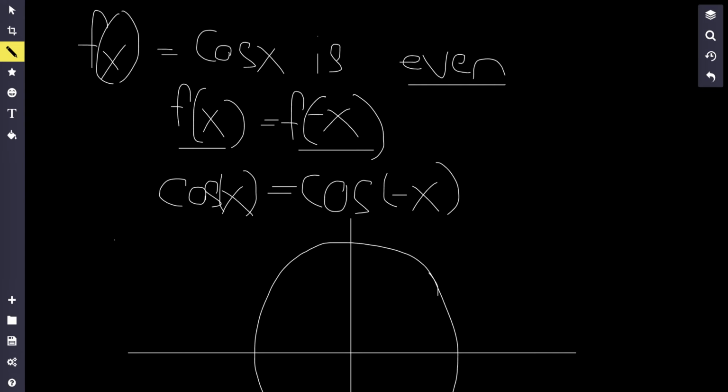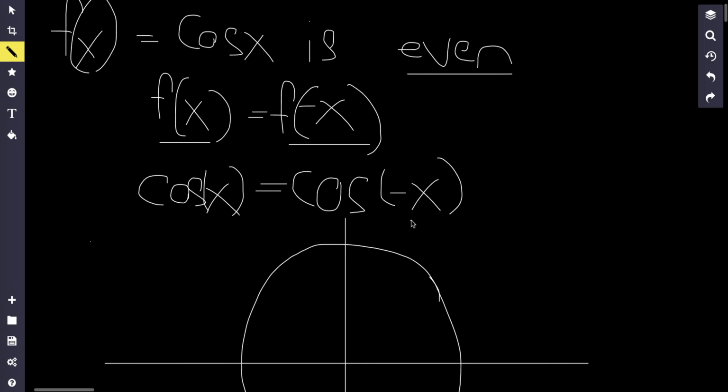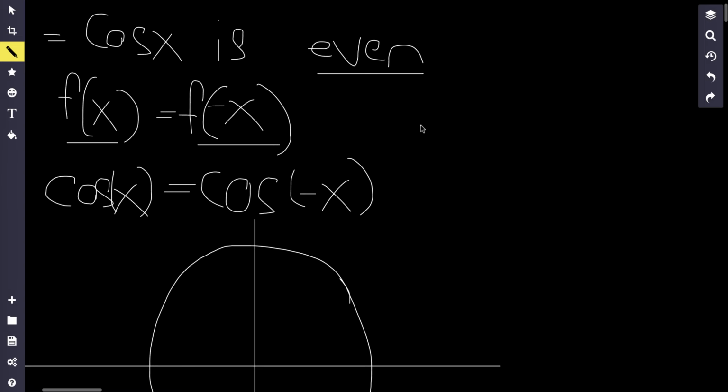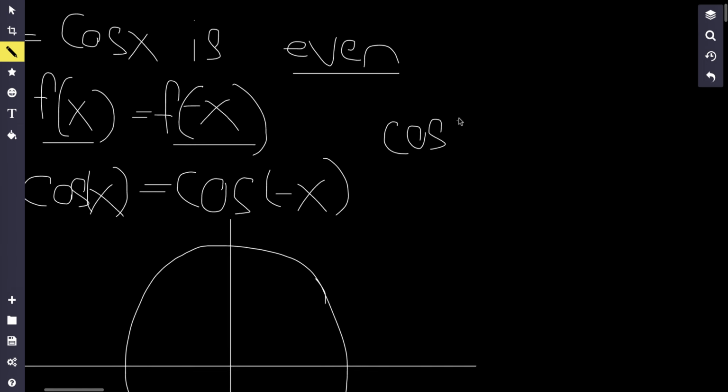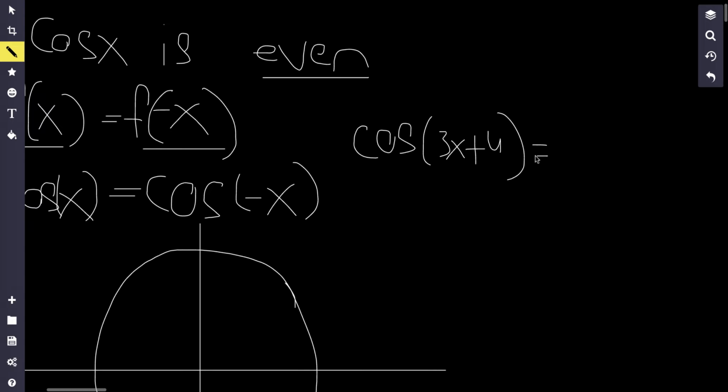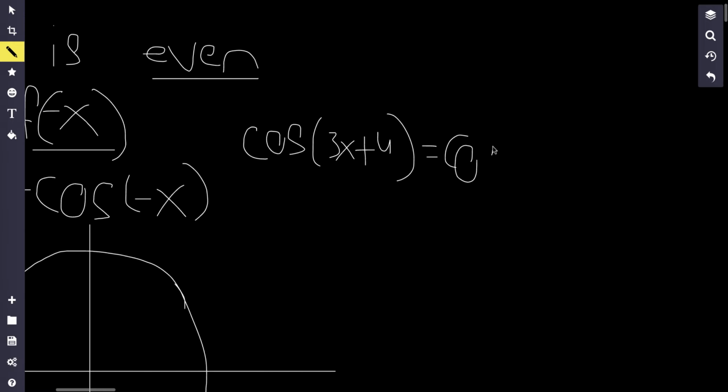You might have heard that this function right over here, cosine of x, is actually an even function, meaning that f of x is equal to f of negative x. So in this case, cosine of x is equal to cosine of negative x. So for example, let's say I have cosine of 3x plus 4. Well, this is just going to be equal to cosine of negative times 3x plus 4.